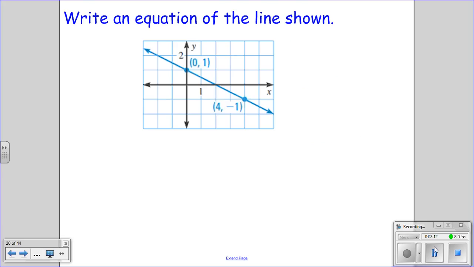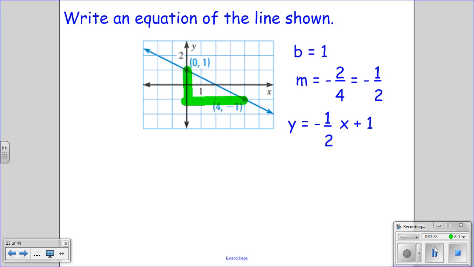Let's write an equation of the line shown here. It's very similar to the other one, but notice our y-intercept is in a different place. So b is equal to 1, and now when we look at the slope, we're going down 2 and to the right 4. We can simplify that slope to be -1/2. Then we have the equation y equals -1/2x plus 1. That equation is in slope-intercept form.